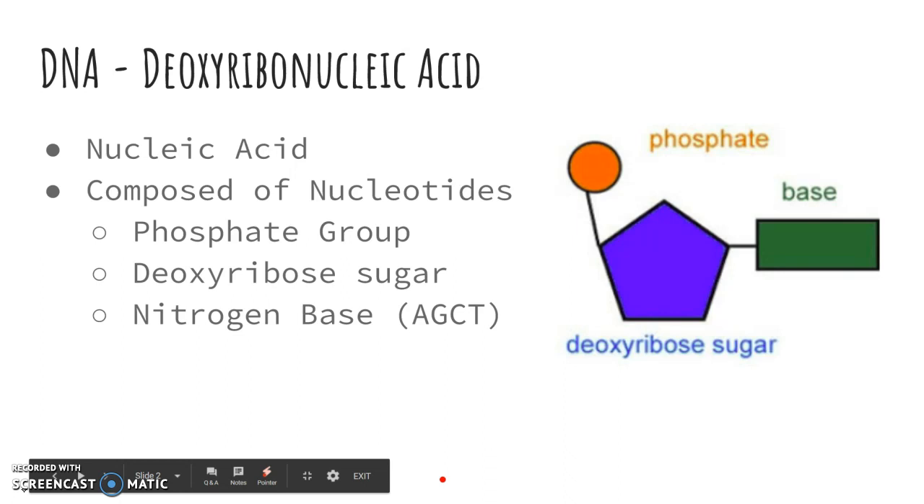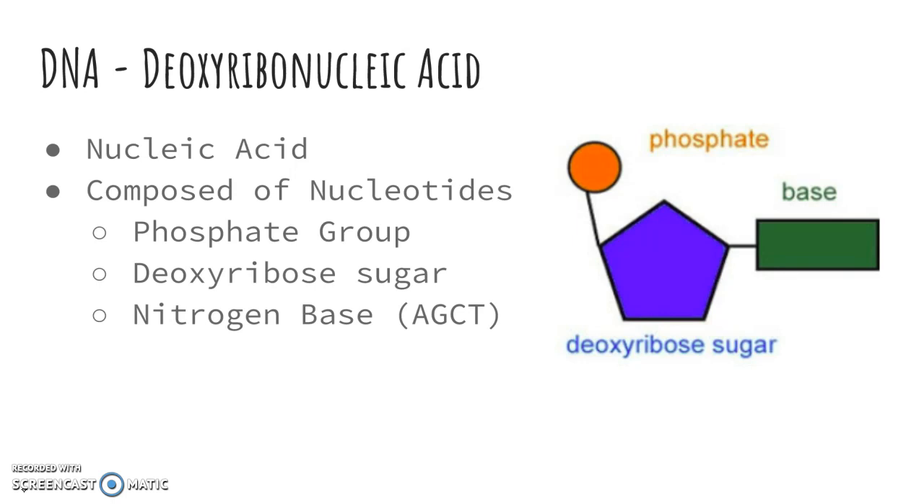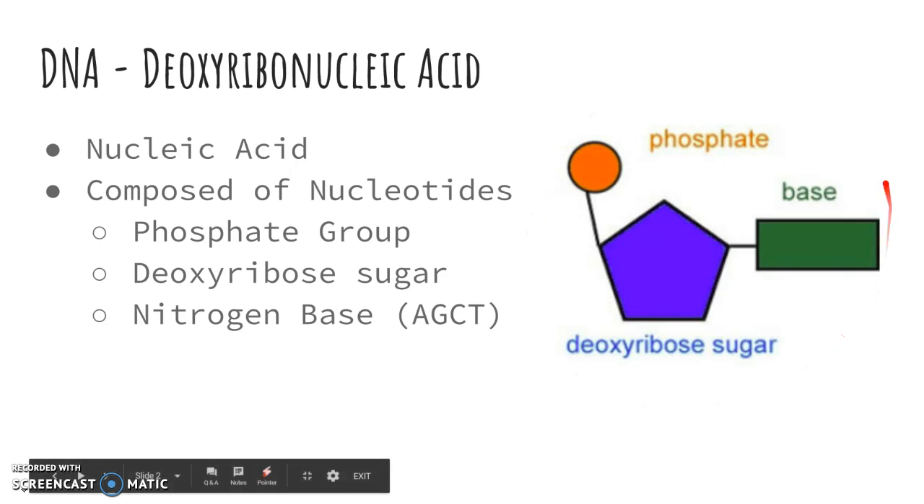Now DNA, which is deoxyribonucleic acid, is a nucleic acid. It's one of the 4 macromolecules needed for life. And because it's a nucleic acid, the monomer that makes it up is a nucleotide. And this is a picture right here of a basic shape of a nucleotide.